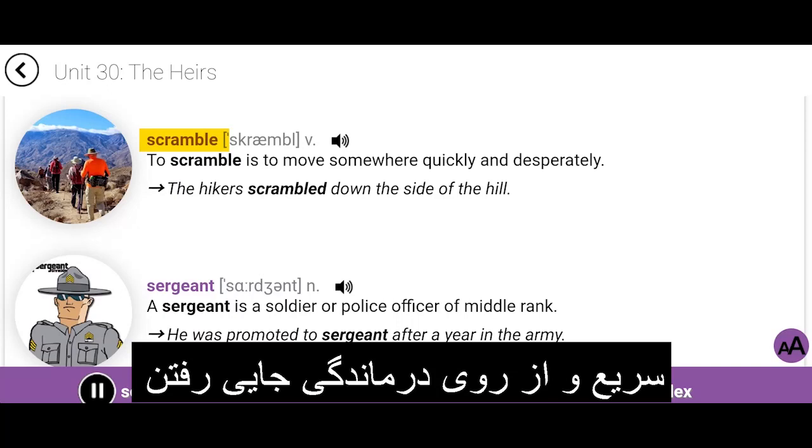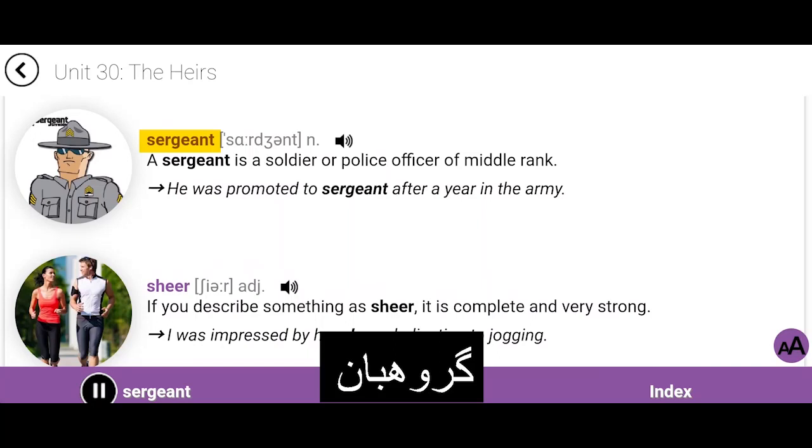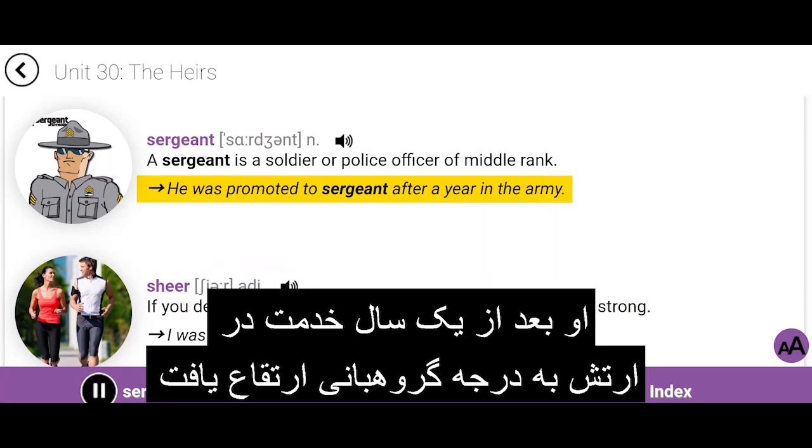Scramble. To scramble is to move somewhere quickly and desperately. The hikers scrambled down the side of the hill. Sergeant. A sergeant is a soldier or police officer of middle rank. He was promoted to sergeant after a year in the army.